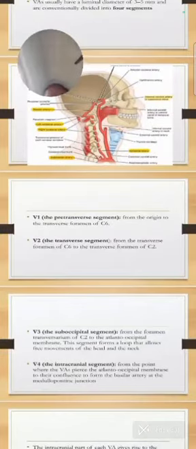So the first segment is the origin to before the transverse process. Now the second segment is the transverse segment, that is the part that lies from the C6 foramen transversarium to the C2 foramen transversarium. So that pierces through the foramen transversarium, and the part passing through this area is termed the transverse segment.